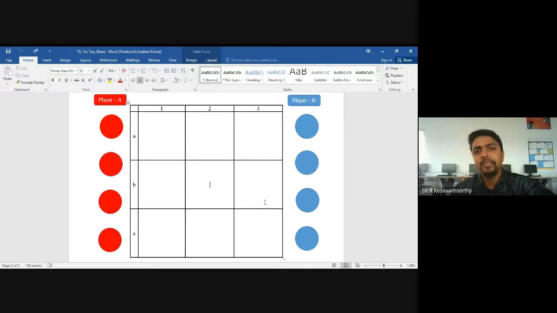Now, this sheet of paper clearly shows you a 3x3 grid, wherein there is a player A with 4 coins and a player B with 4 coins, in distinct colors of red and blue. And I am going to act as player A by following the instructions given to me by that paper itself. And I want any one of you to play the role of player B.